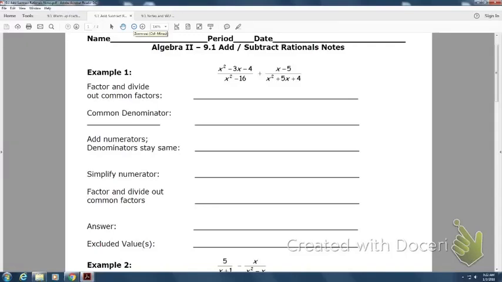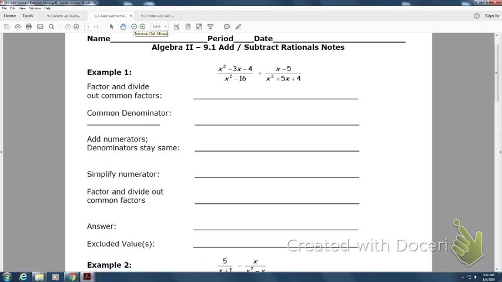Okay, getting to today's notes, we're going to look at adding and subtracting rationals, which looks a lot like this right here. It's going to include a lot of factoring on this. So if you're not comfortable with factoring, you will need to come in and get some help.